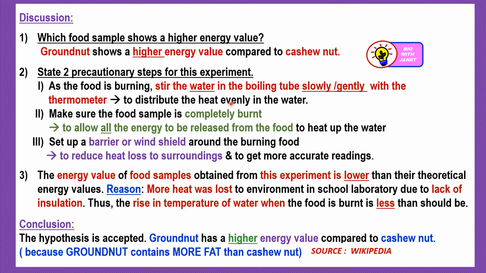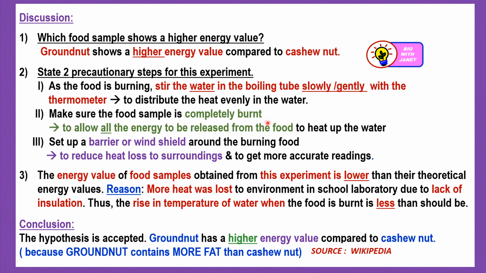Now, the first one is, as the food is burning, stir the water in the boiling tube slowly and gently with a thermometer. And the reason is because we want to distribute the heat evenly in the water so that we have the correct temperature rise. Okay, we can record the temperature more accurately when the food is burning.